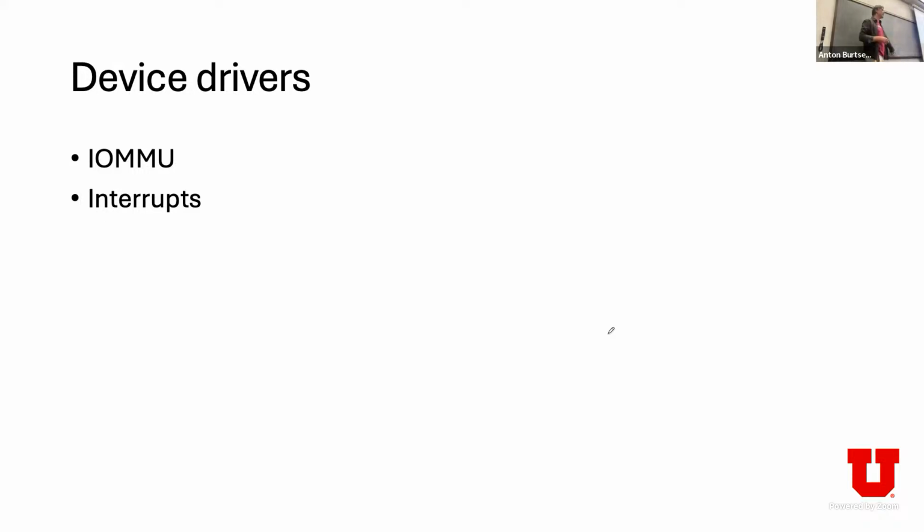Agree? Any questions about IOMMUs? IOMMUs are very much like regular page tables, almost bit-to-bit compatible with the layout. Okay, and the second thing, what happens with the interrupts?